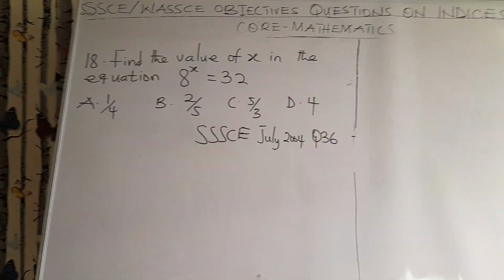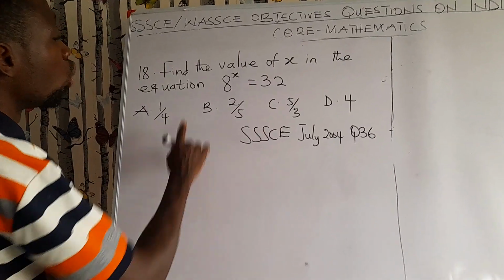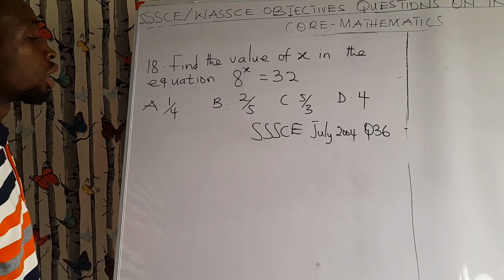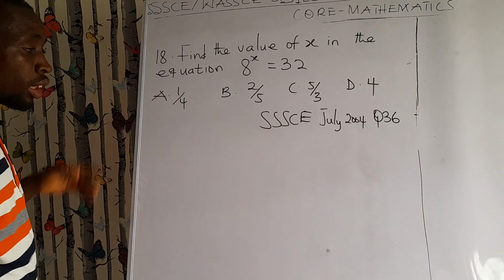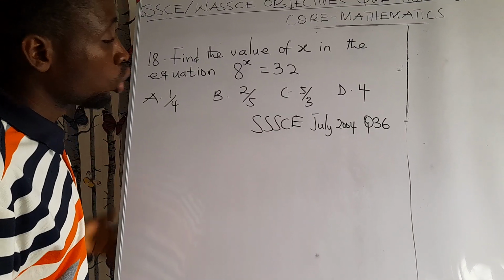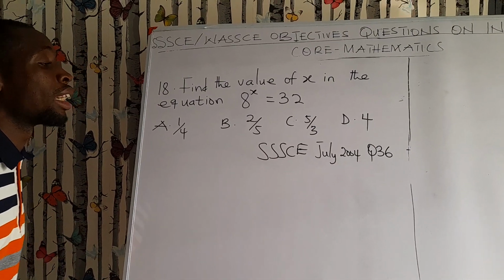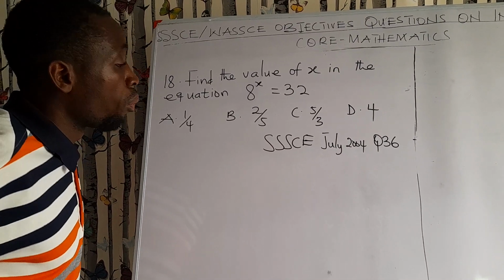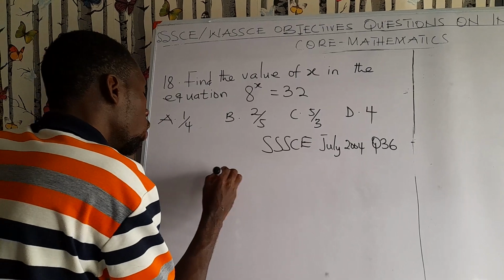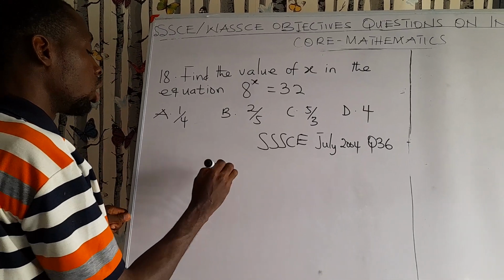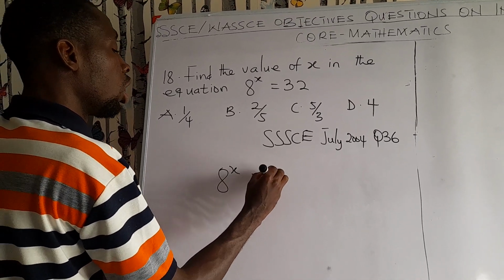Okay, so our next question is, find the value of s in the equation 8 exponent s equal to 32. The possible answers are given. This is main exam, July 2004, objective question number 36. So please solve and compare your answers with mine. This is indices involving equations, so 8 exponent s equal to 32.